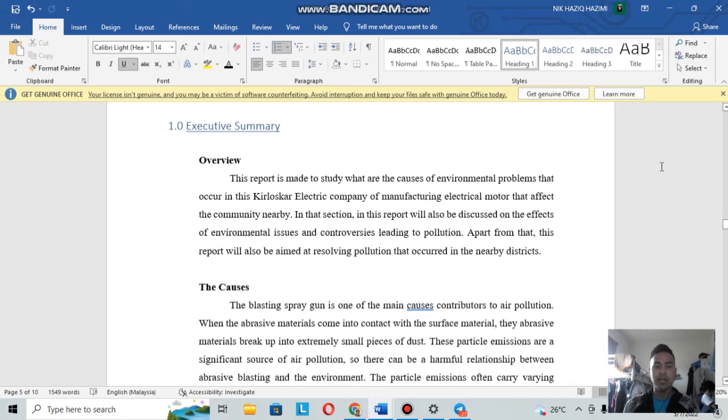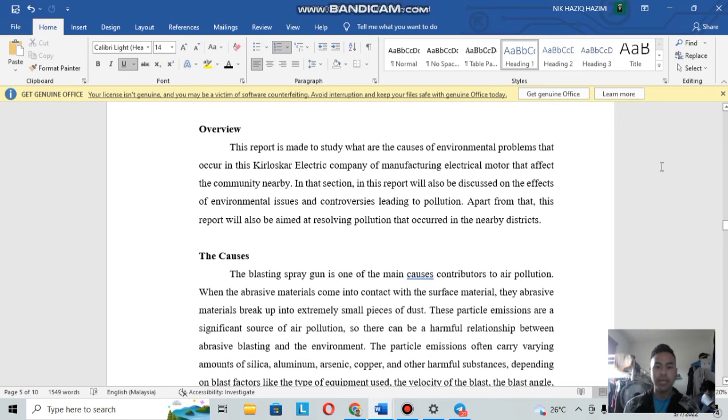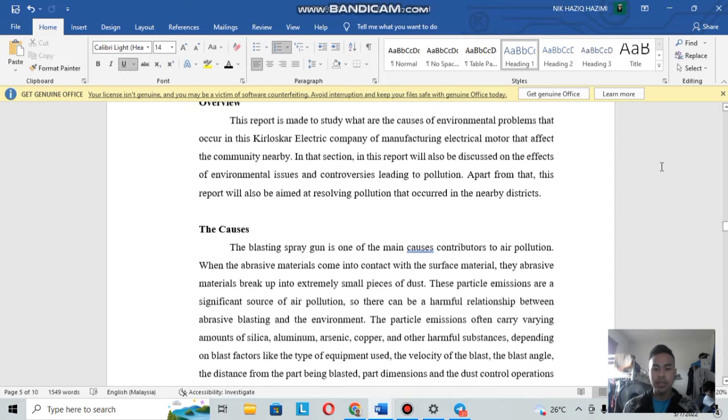The first is the overview. This report is made to study what the causes of the environmental problem are that occur in this Kirloskar Electric Company, which manufactures electrical motors, and that affect the nearby community. In this report, we will also discuss the effects of the environmental issue and the controversies leading to pollution. Apart from that, this report also aims at resolving the pollution that occurs in the nearby district.